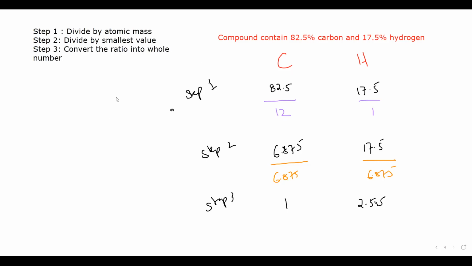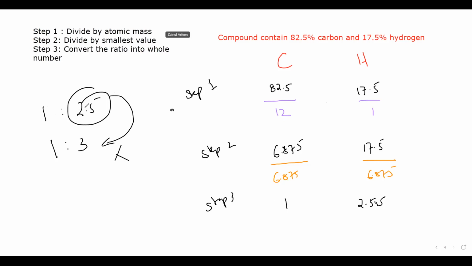One of the values is 1, but the other value is written 2.5. Whenever you have 1.5, 2.5, 3.5, because this is 2.5, the ratio of 1 to 2.5 is different from the ratio of 1 to 3. So I cannot convert this 2.5 into 3. That will be wrong.